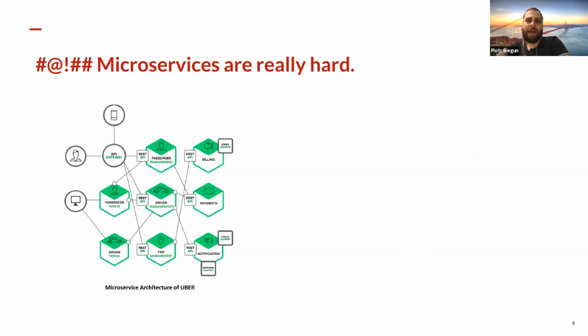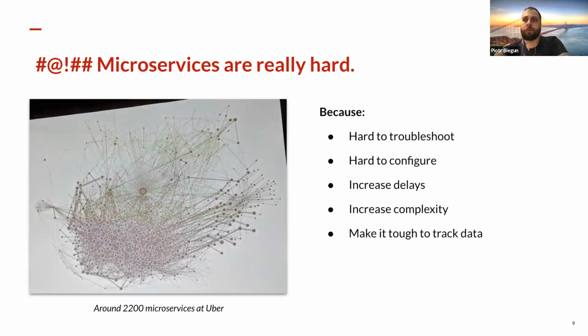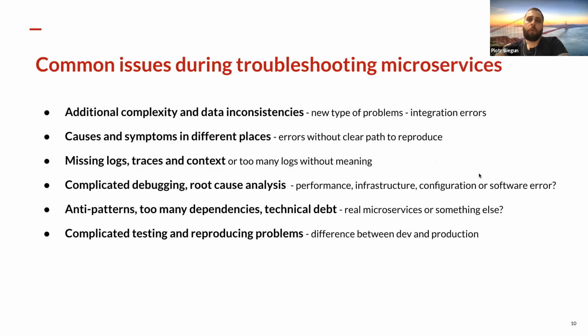It's like example here. This is the plant architecture for Uber. In the end, it looked like that. So around 2,200 microservices, which are really hard to troubleshoot, hard to configure. They can increase delay in your application and impact performance. And because they increase complexity, you could have problems with tracking data going across your applications and transactions.